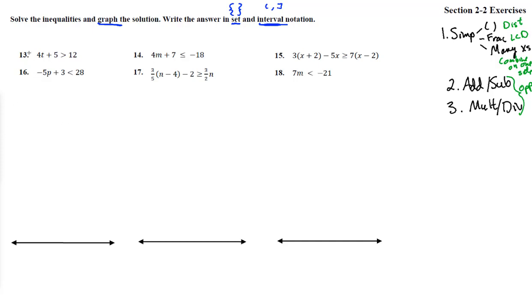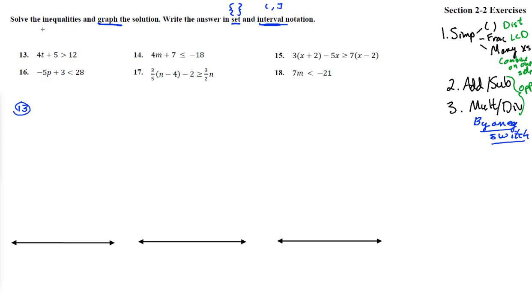Alrighty, let's do this. Number 13, I'll put it right down here. 4t plus 5 is greater than 12. We will solve these just like equations. So we're going to use the same three steps. Just watch out whenever you multiply or divide by a negative. When it's by a negative, that means switch direction. That's the one thing that we have to worry about.